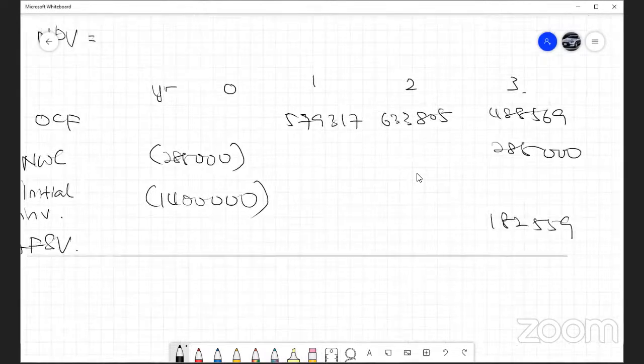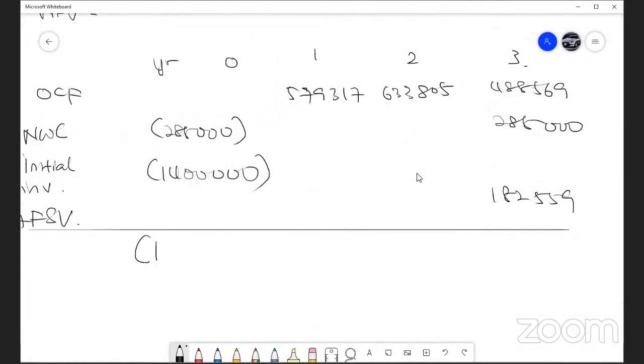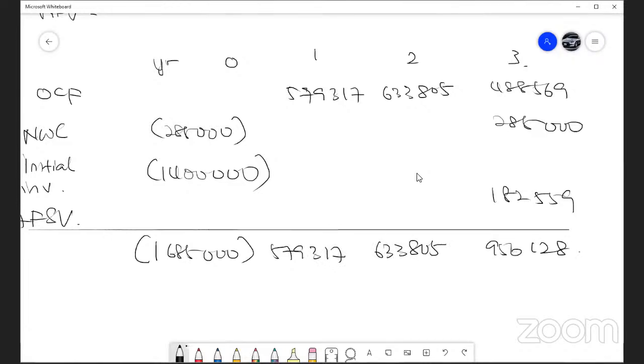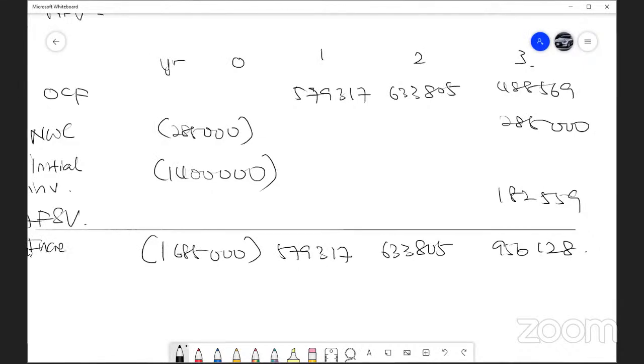So this will give you incremental cash flow of negative 1685, 579,317, 633,805, and 956,128. Then you can calculate your NPV. This is called your incremental cash flow. So when you transfer to the table, it looks something like this. It's the same thing.